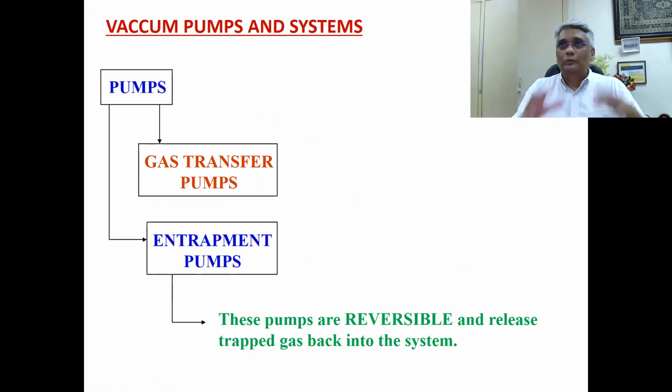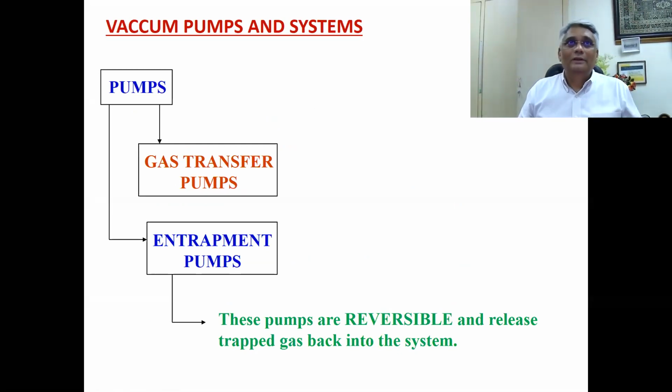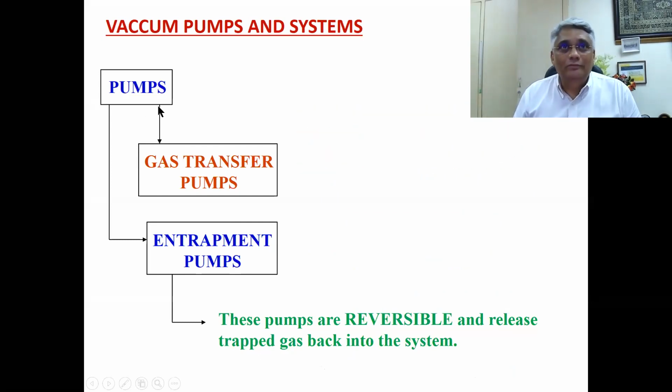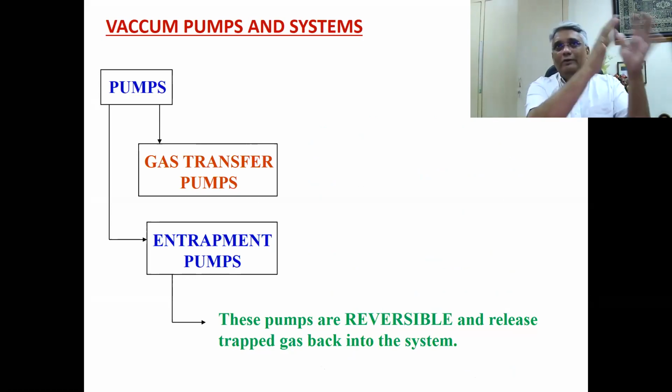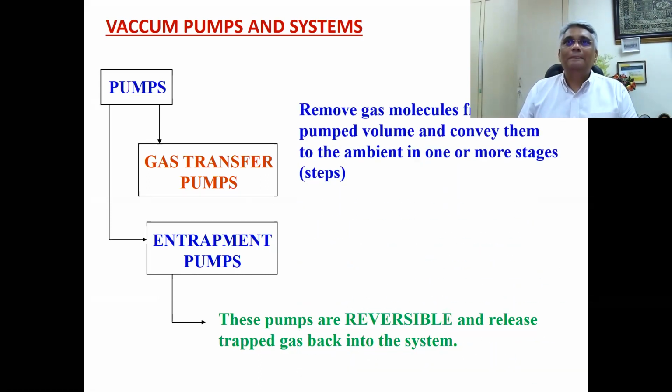Now, so we have the chamber. Now we need to know about the pumps, the vacuum pumps and vacuum systems. And vacuum pumps belong to two categories. One is the gas transfer pumps. You have the vacuum chamber, you transfer the gas from inside the chamber to the ambient. And the second type is the entrapment pumps. The name itself suggests they can trap gas molecules.